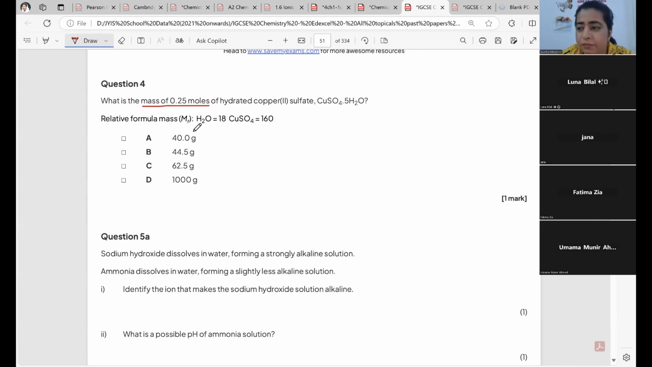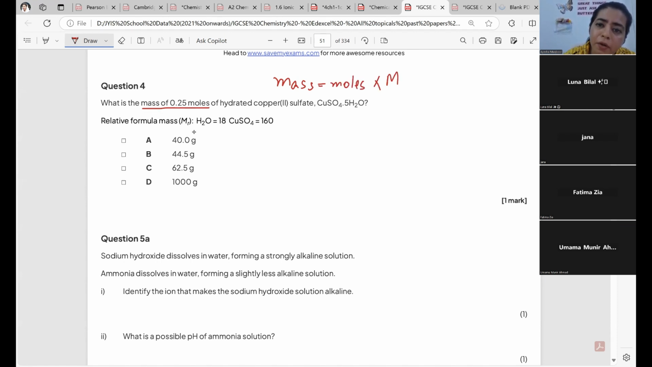Miss, I think it will be the moles multiplied by the MR. Moles multiplied by the MR, that's right. Mass will be equal to moles multiplied by the MR. Moles are given to you, 0.25. What about MR? MR is 160.